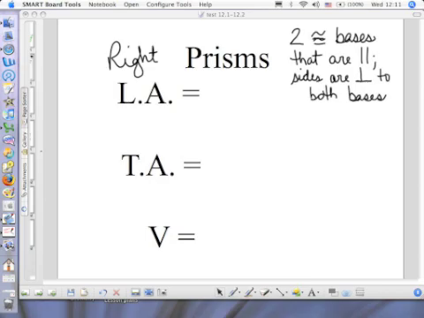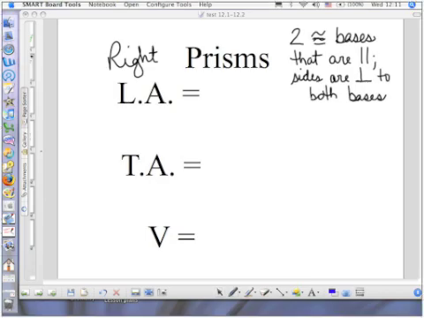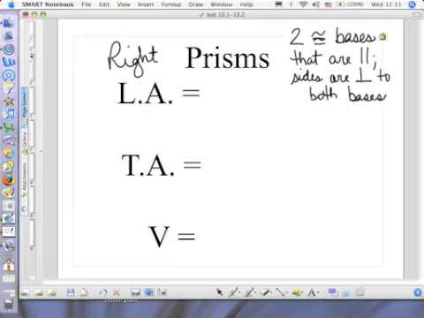The lateral area of a right prism has a general formula that applies to all right prisms. Remember, lateral area is referring to the area of the sides of the shape. Specifically, we take the perimeter of the base and multiply it times the height of the whole object.